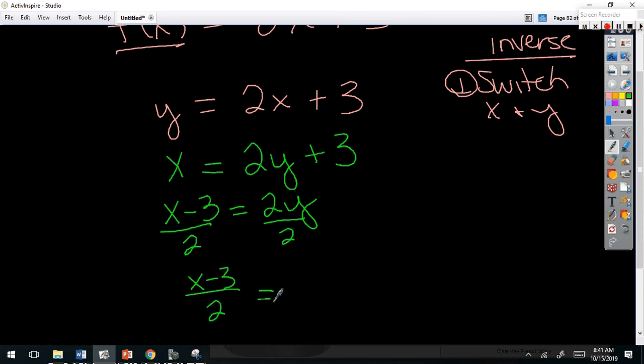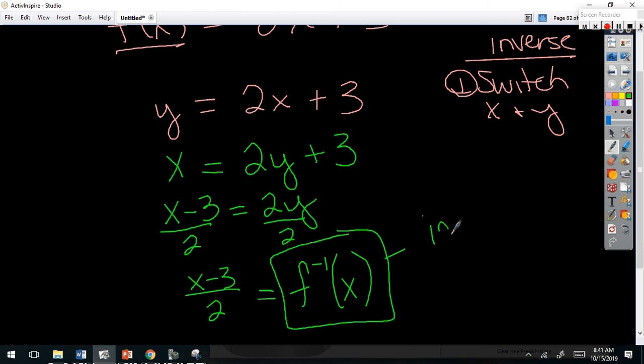Now I'm going to write it a little bit differently, and your Algebra 2 teacher might not have shown you this, but this is a little more sophisticated way to write it. If you have f of x, the little -1 exponent just means the inverse of f of x. That's just notation for inverse.